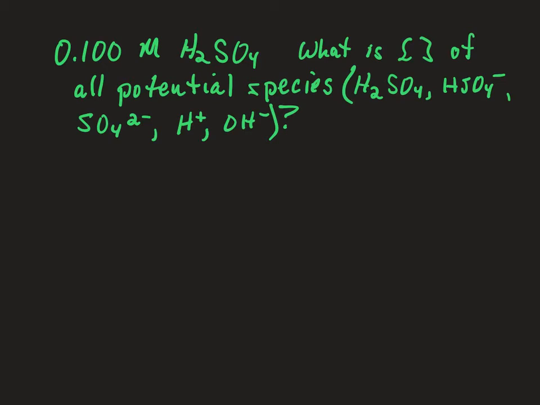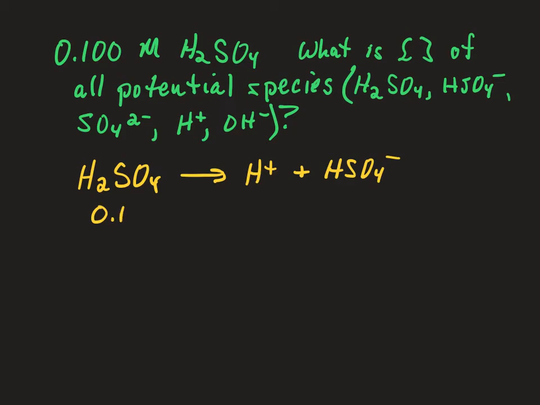our first dissociation is sulfuric acid dissociating completely to form hydrogen ions and hydrogen sulfate ions. And so if we've got 0.1 molar of this and it dissociates completely, then we know we're going to end up with 0.1 molar hydrogen ions and 0.100 molar hydrogen sulfate ions just from that dissociation.